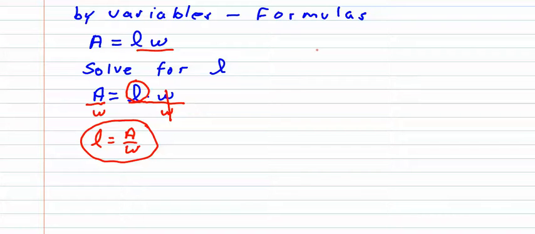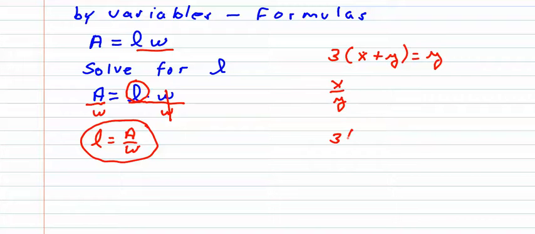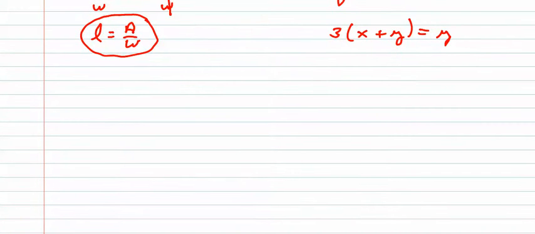On Thursday's class, when we had the PSAT practice, we had a problem that looked like this: 3 times x plus y equals y, and you were asked to find what x over y equals. It's the same idea. We take our equation, 3 times x plus y equals y, and I manipulate this to get x over y.